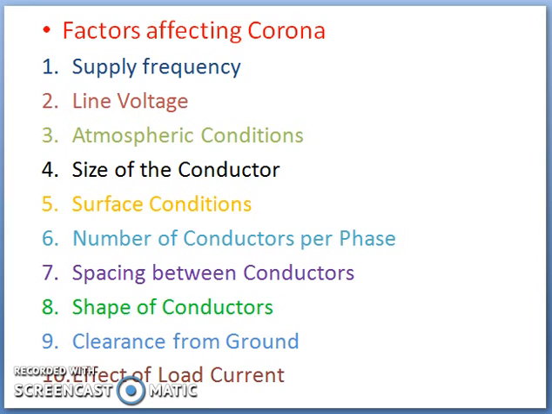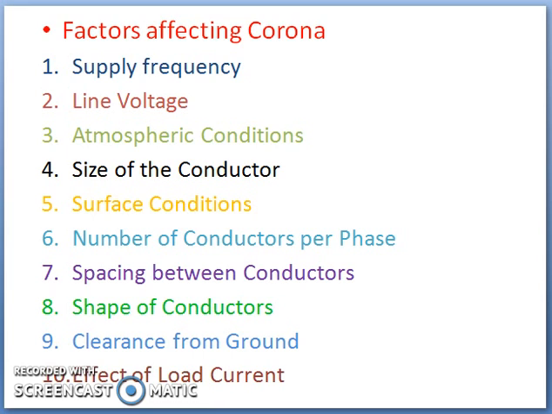Next, coming to the spacing between the conductors. If the spacing between two conductors is made very large, corona can be minimized or it can be eliminated. But practically the spacing between the two conductors cannot be made too large. There is some limitation. Practically the spacing is selected so that corona is tolerable. There is a corona, we cannot eliminate the corona.